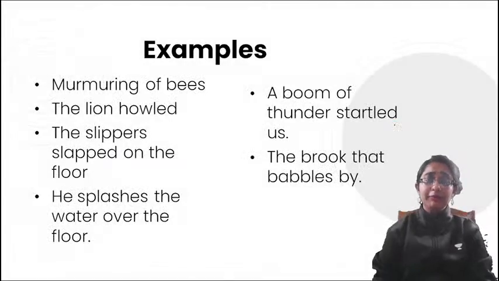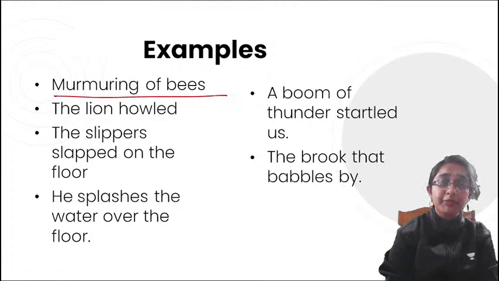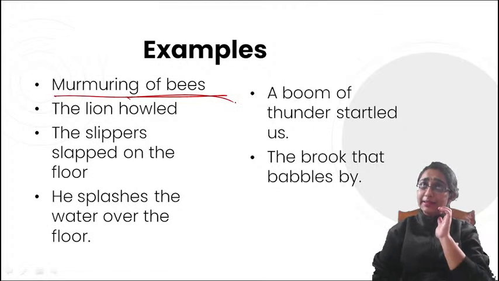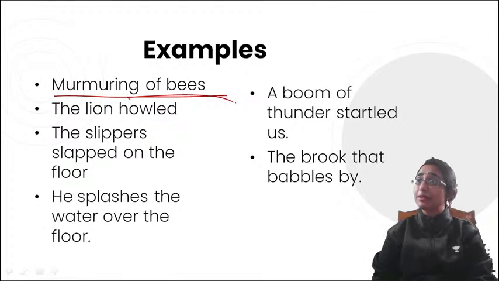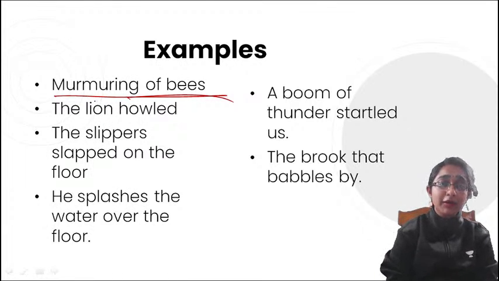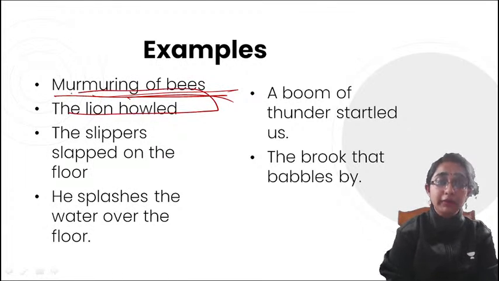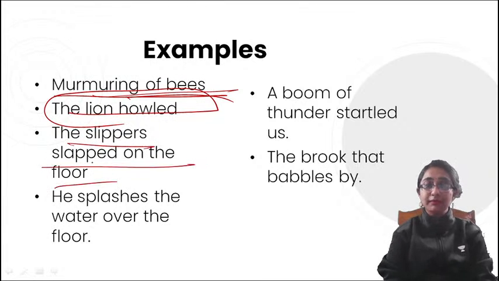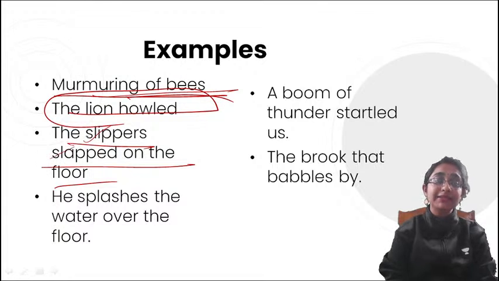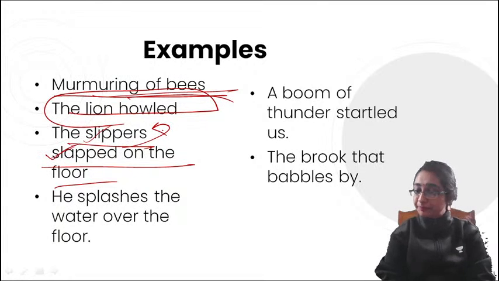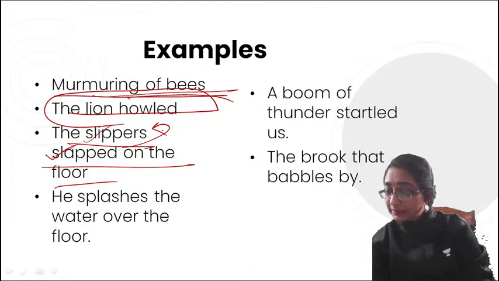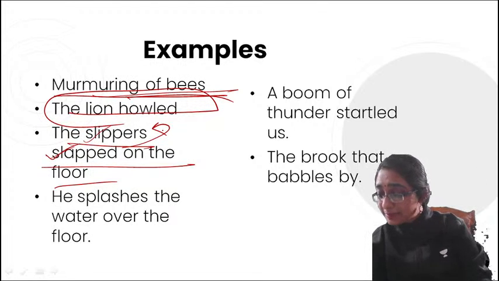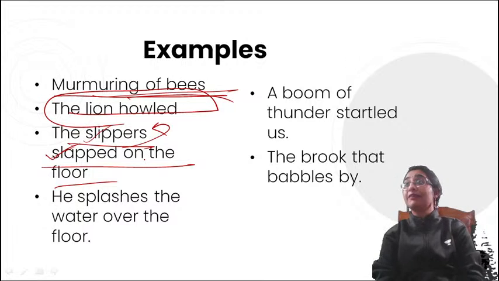As I will give you some examples. Murmuring of bees. A particular insect or a particular animal has a particular sound, right? The murmuring of bees. The lion howled. Okay. The sleeper slapped on the floor. This is also alliteration here. Sleepers slapped. So the slapping sound is only associated with sleeper. Okay. Yes, Sneha, very good. Rustling of leaves, buzzing of bees, gargling of water, very good.